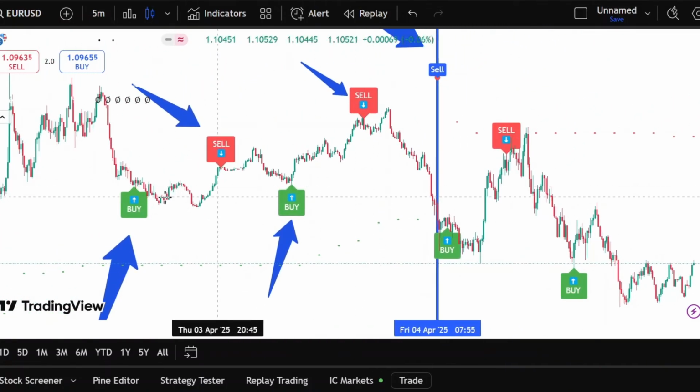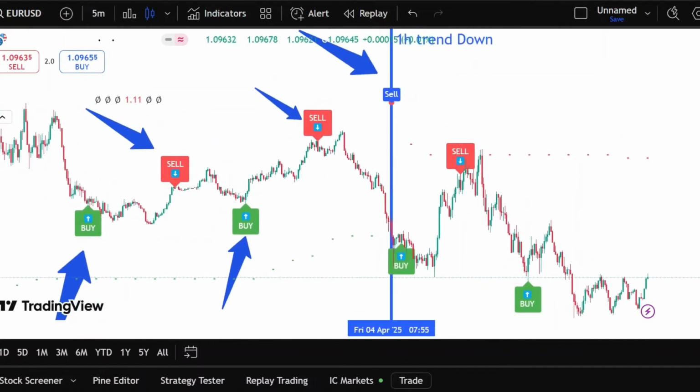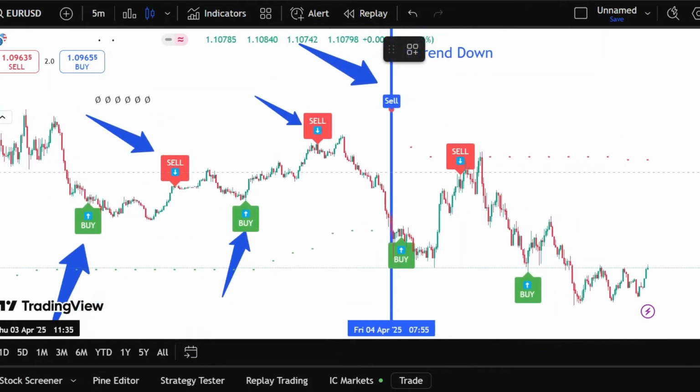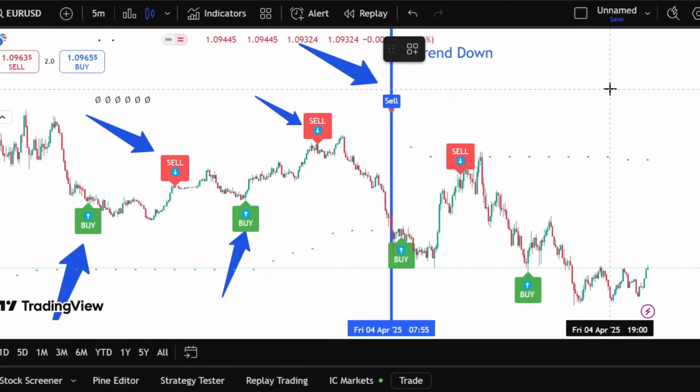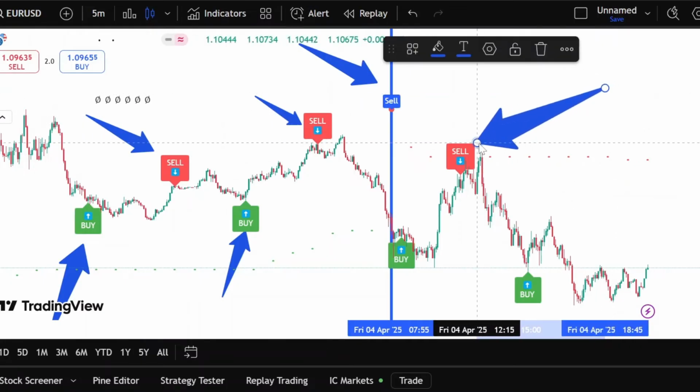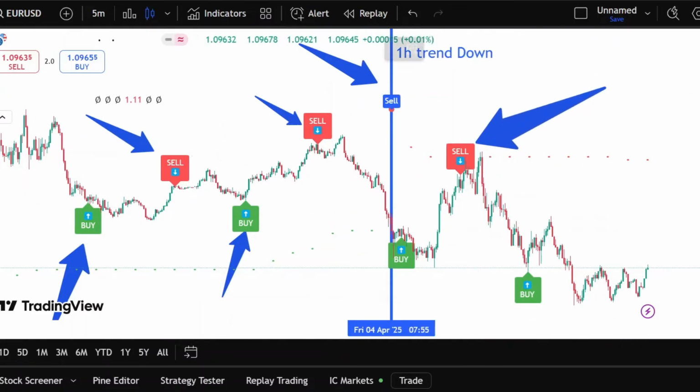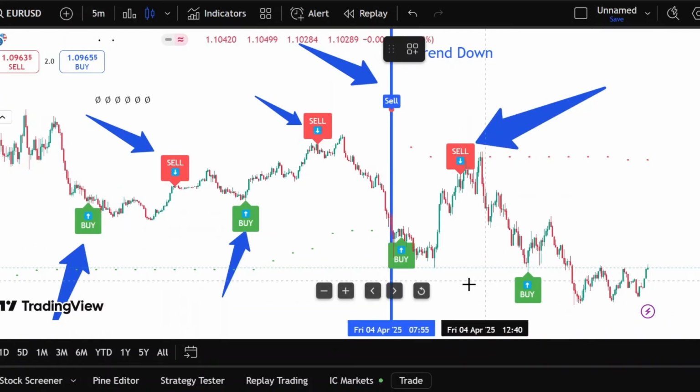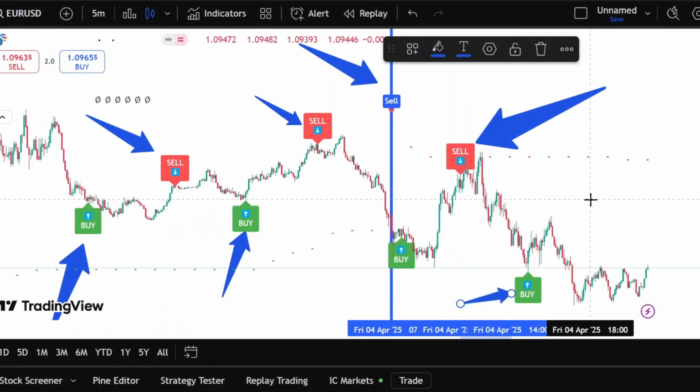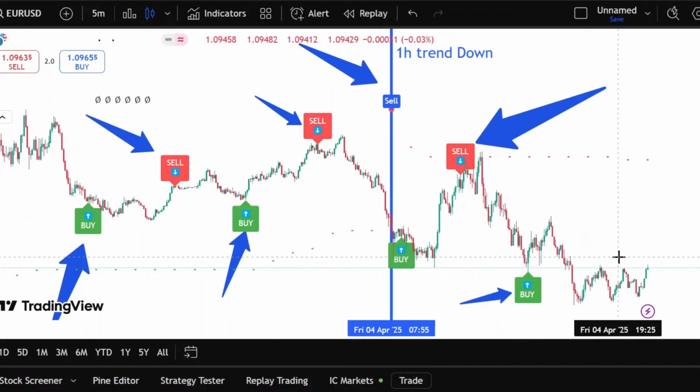After this trade, the 1-hour trend changes to a downtrend, so now I stop looking for buys and start looking for sell opportunities. A little while later, ZeenAlgo gives me a red sell signal. I take the trade. The price moves down, and when a green buy signal appears, I close the sell position. I don't take the buy since the 1-hour trend is still down.